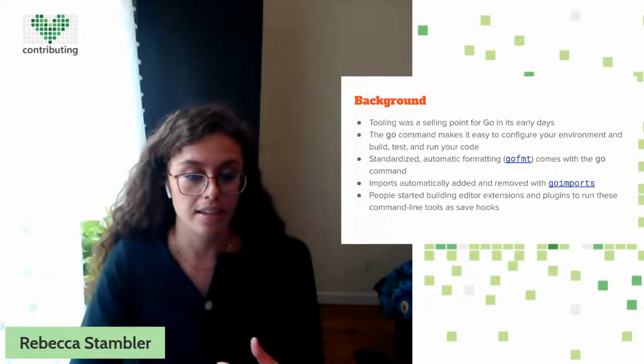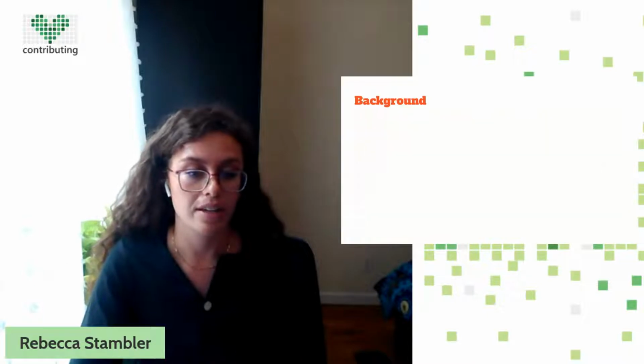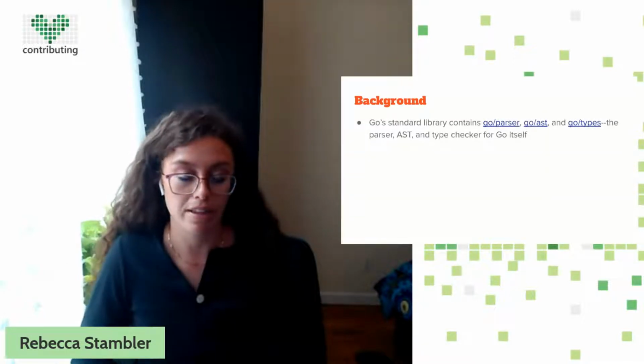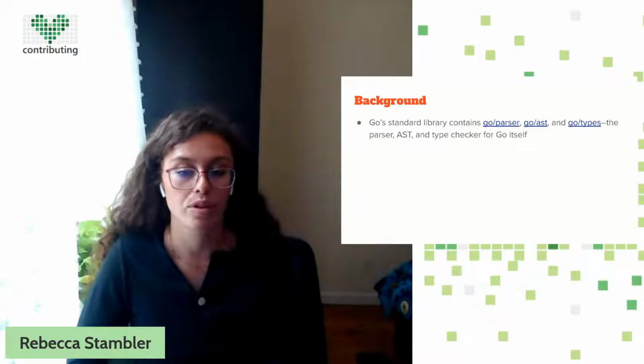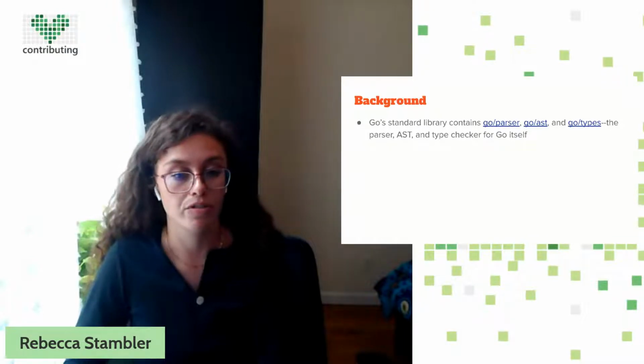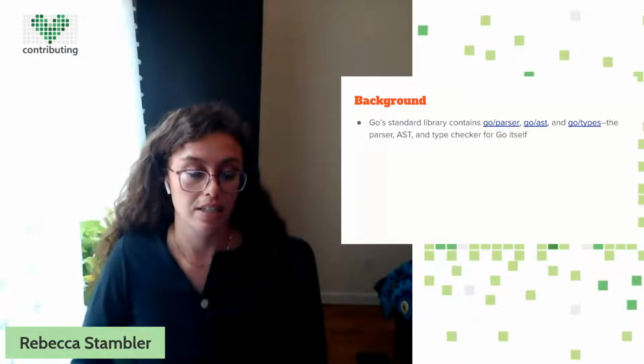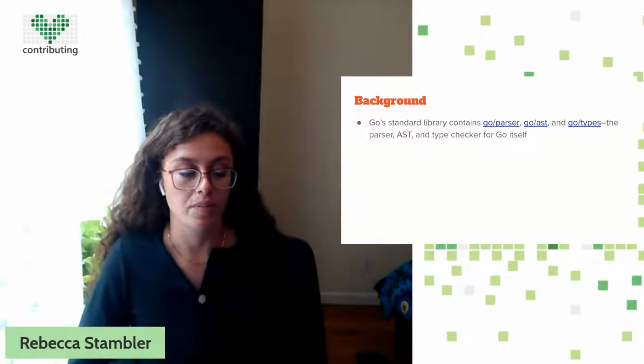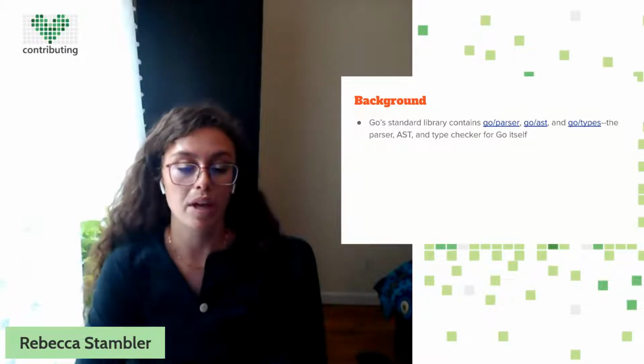And basically another thing about Go is that it's also really easy to write these tools because the Go standard library comes with a parser, an AST, and a type checker for Go itself. So it's really easy to write a tool that does something like jump to definition or rename a variable.